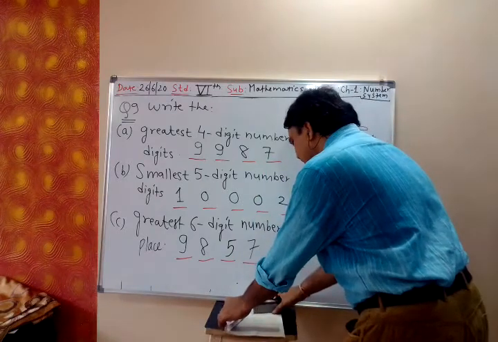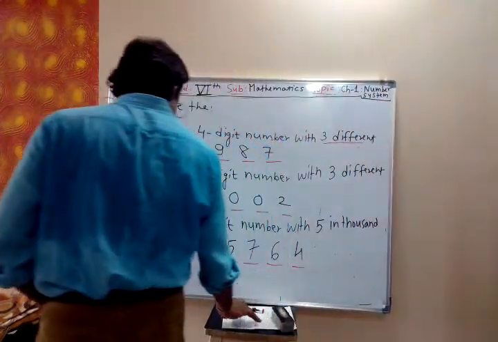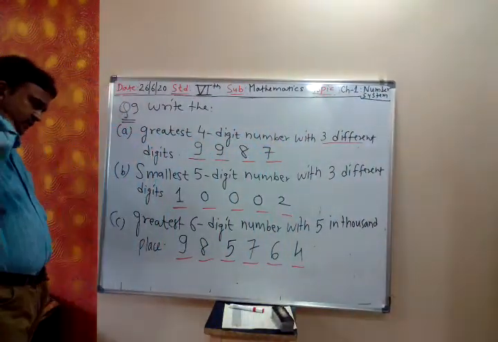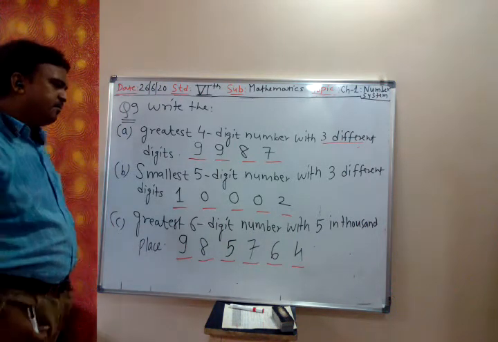We want 5 in the 1000 place. No, all the digits are 9, 9. Then the greatest you want.